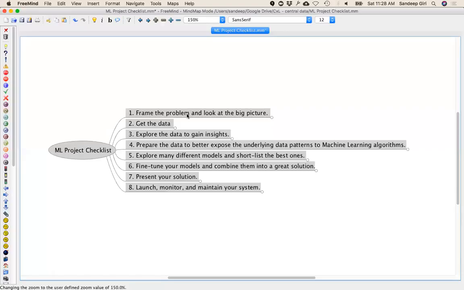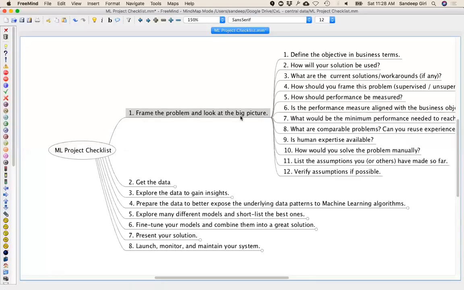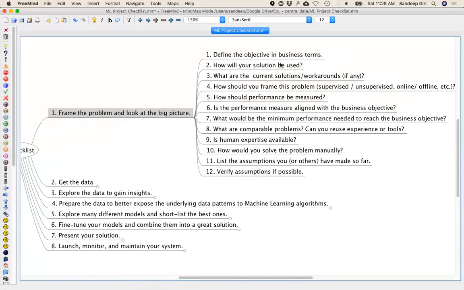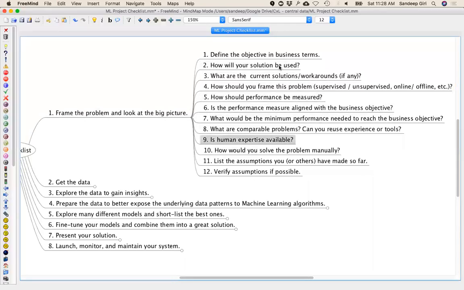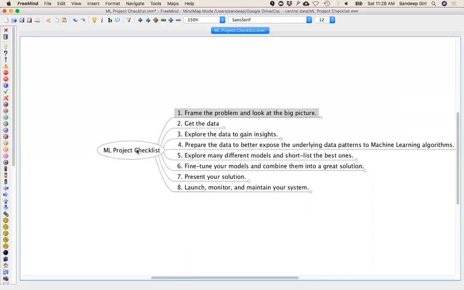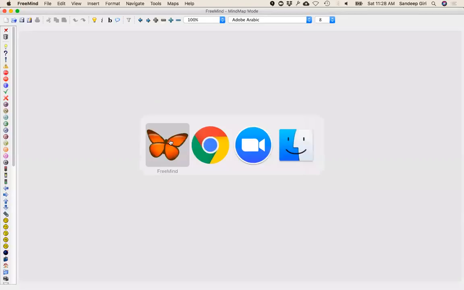You could go into each one of them. Frame the problem as in define the objective, how will your solution be used, and so on. Go through these checklists. We have already discussed all of this in detail earlier. Okay, and I have also put down here. All right, so that is another thing I wanted to discuss.